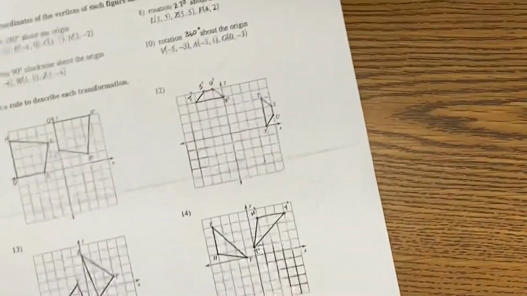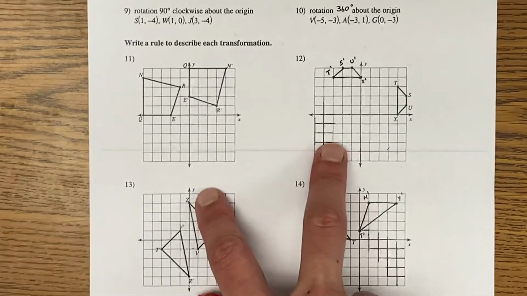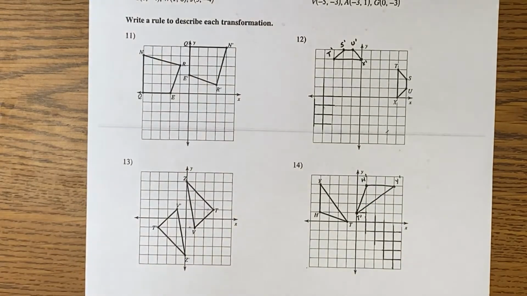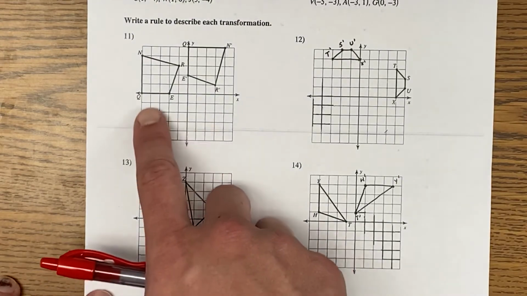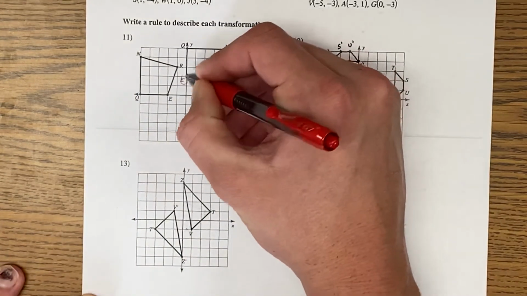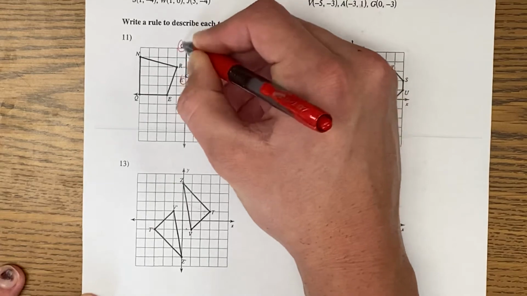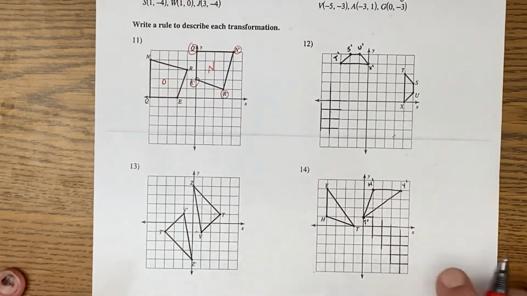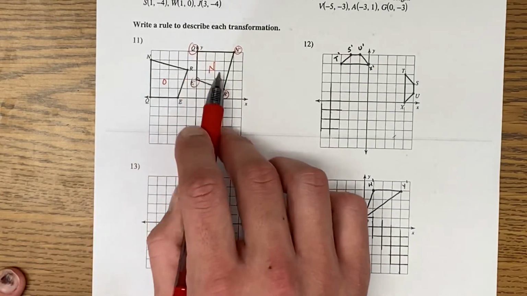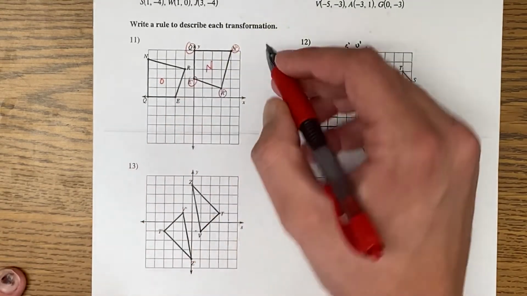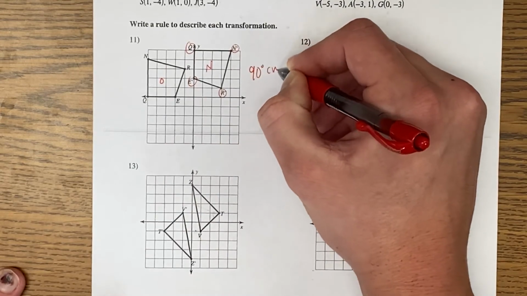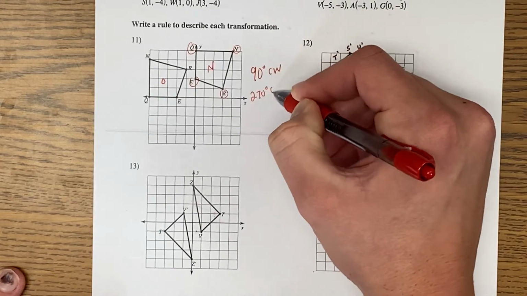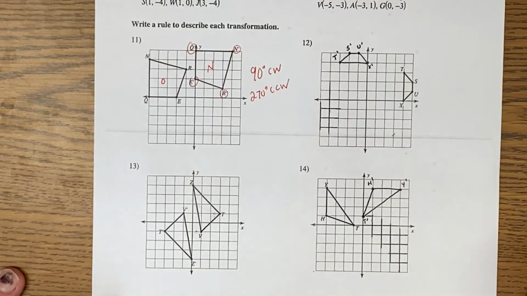Now, let's look at these rules down here and see if we can identify what's happening to these shapes, okay? So on number 11, we have our primes right here. So these are our primes. So we know that's our new shape, that's our original shape, okay? So if we see our shape went from this quadrant to this quadrant. So if we rotate this much, we would say that's 90 degrees clockwise. Or we could say 270 degrees counterclockwise. Either one would be good.